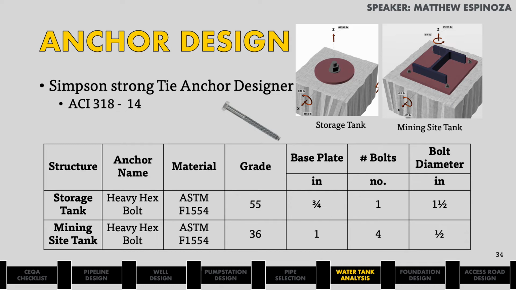The storage tank will require a bolt diameter of 1 1/2 inch with a plate thickness of 3/4 inch for every 1 foot of spacing. A total of 145 heavy hex bolts are needed to support the storage tank. The mining site tank will require a bolt diameter of 1/2 inch with a plate thickness of 1 inch for every truss corner. A total of 16 heavy hex bolts are needed to support the truss. The foundation design will be presented in the next slide.